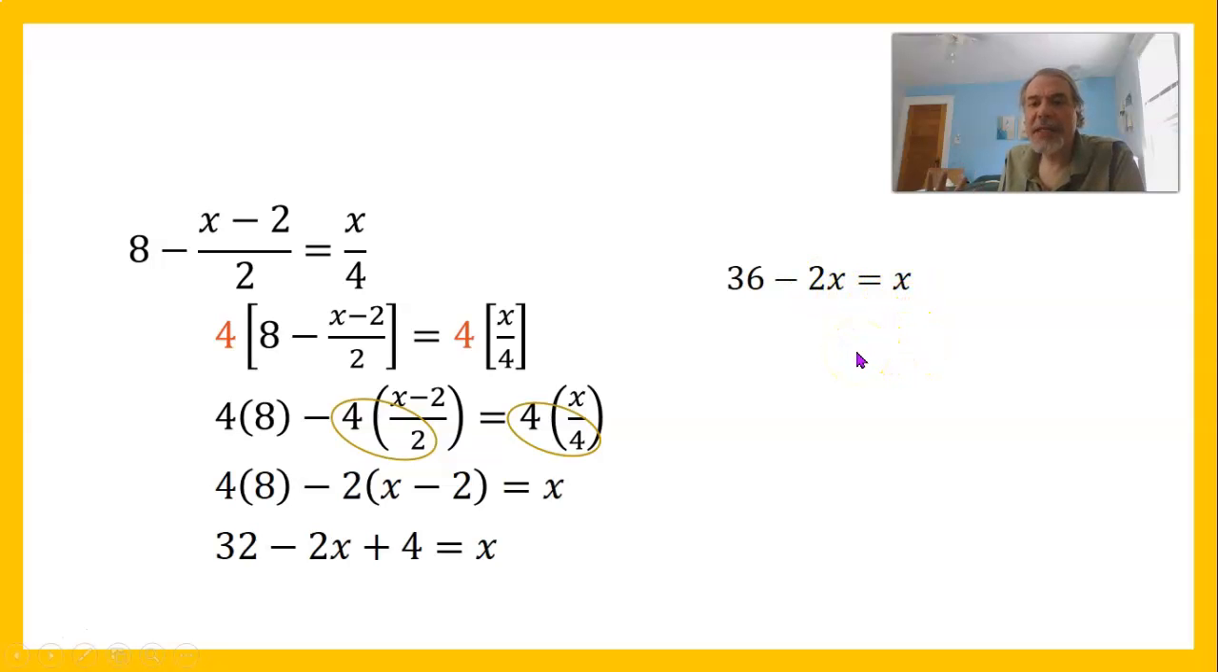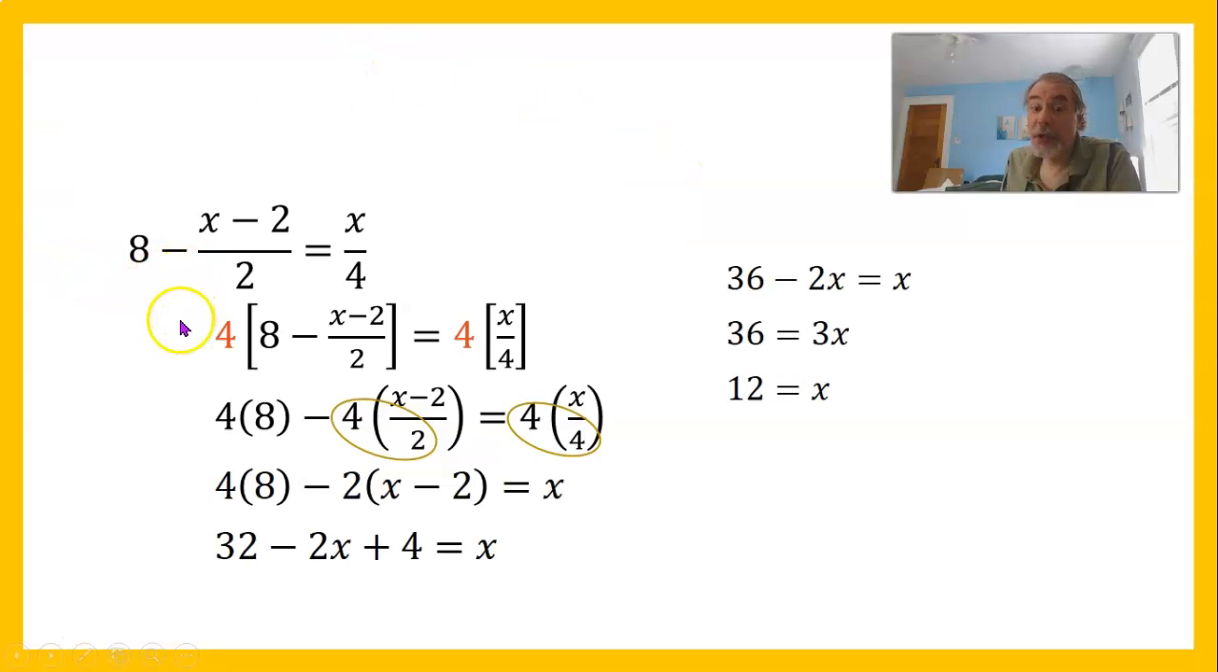Now I want one side to just be an x term and the other side to just be a constant term. And I think the easiest way to accomplish that would be to add plus 2x to both sides. So then 36 equals 3x. And now we want to end up with just plain old x equal to a number. So to go from 3x to x, divide by 3 on both sides, and we get x equals 12. So that is the solution.